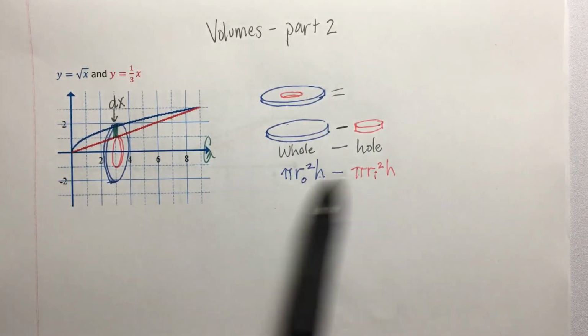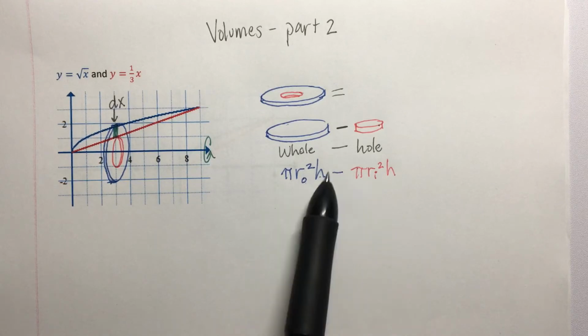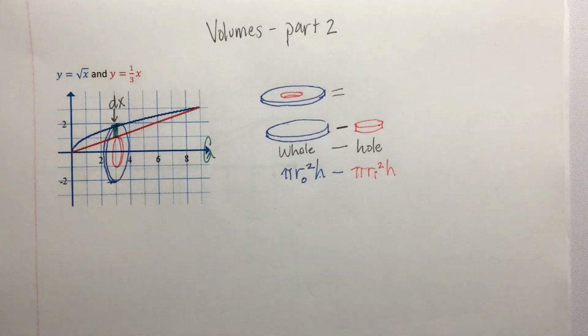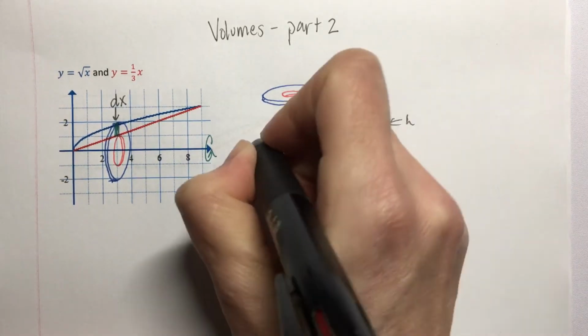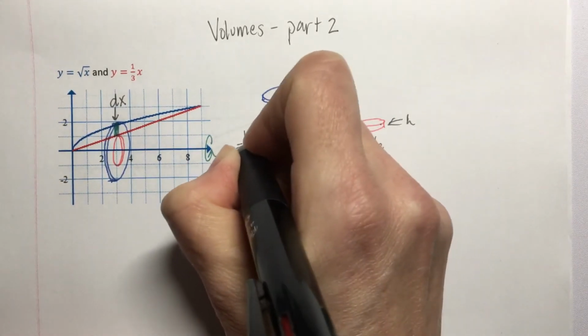Okay, so looking at this, I have pi's in both places and I have h in both places. My h is dx. That's the thickness. So I have like my h here, which is dx.